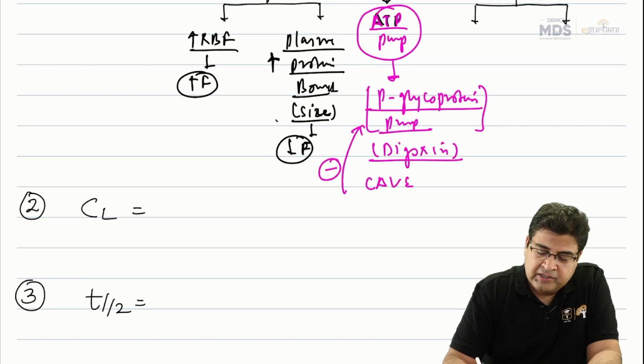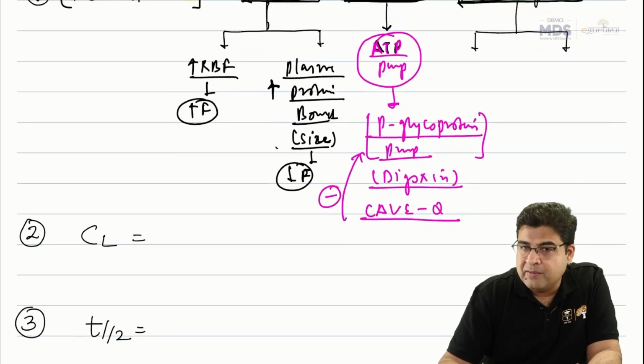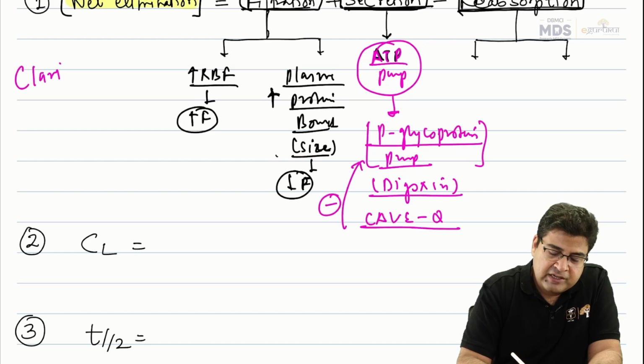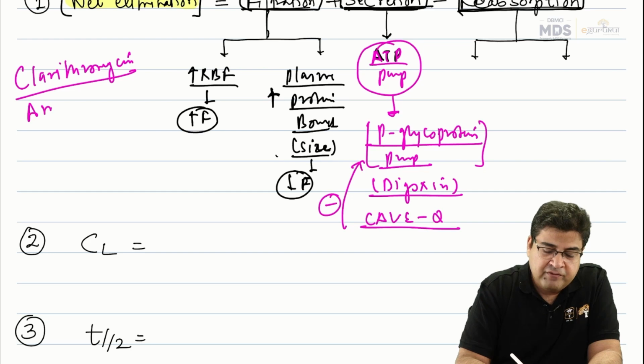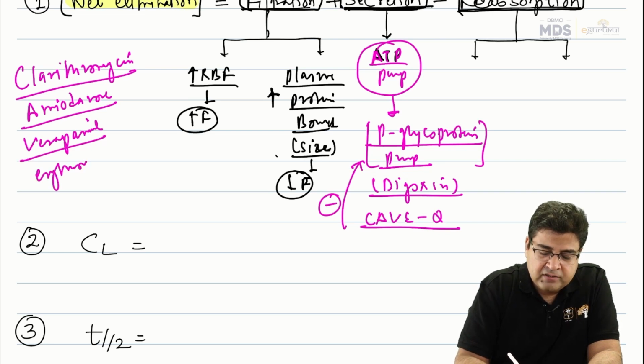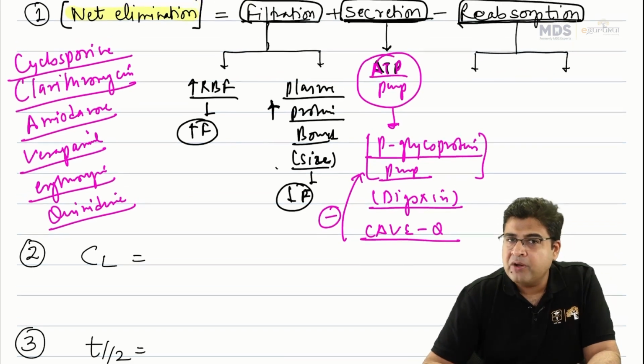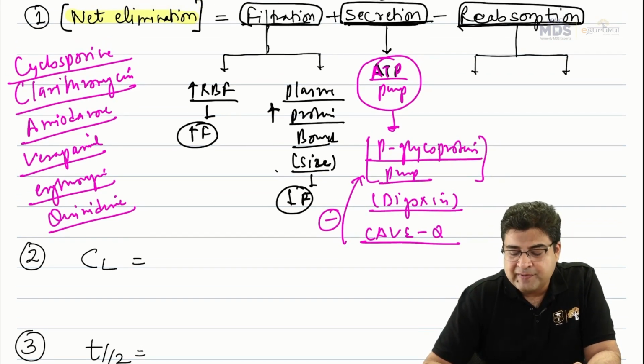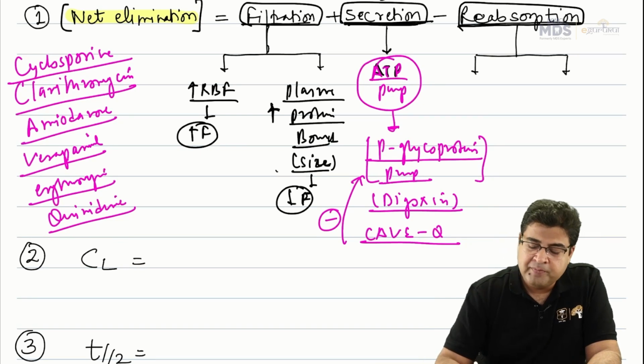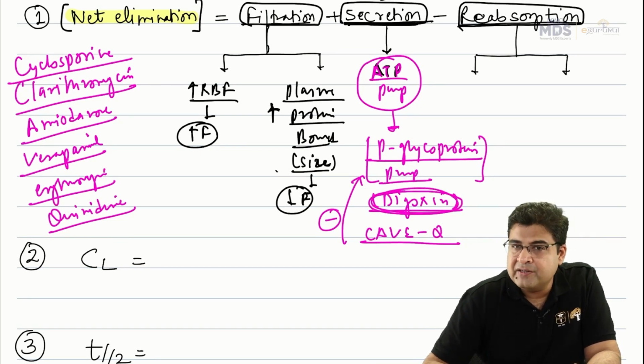So which medicines are inhibitors of this P-glycoprotein pump? The mnemonic is CAVQ. The full form of CAVQ: clarithromycin, which is an inhibitor of this pump. We have a medicine, amiodarone, which is an inhibitor of this pump. We have a drug, verapamil. So verapamil, erythromycin, quinidine, and one more drug is cyclosporin. So in total 6 medicines: cyclosporin, clarithromycin, amiodarone, verapamil, erythromycin, quinidine. These medicines are P-glycoprotein pump inhibitors, and all of them can interact with the medicine digoxin.